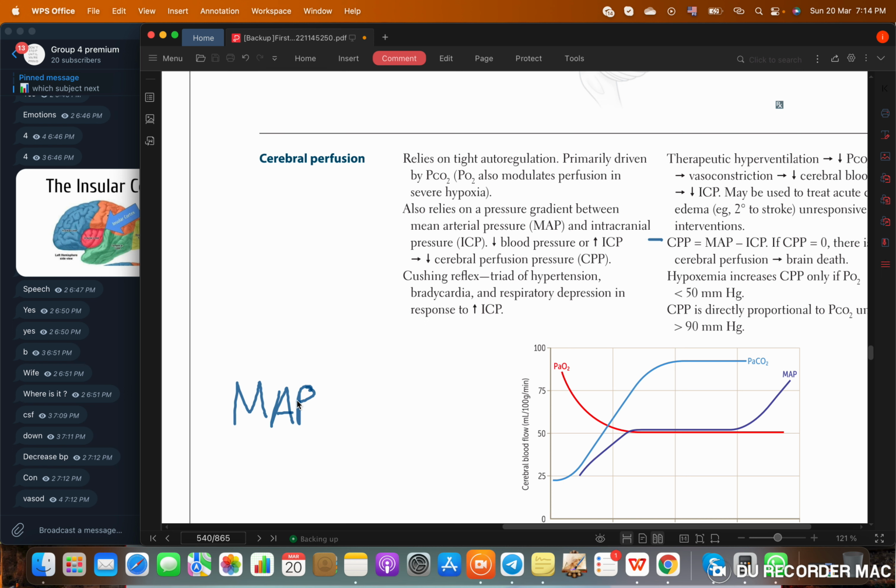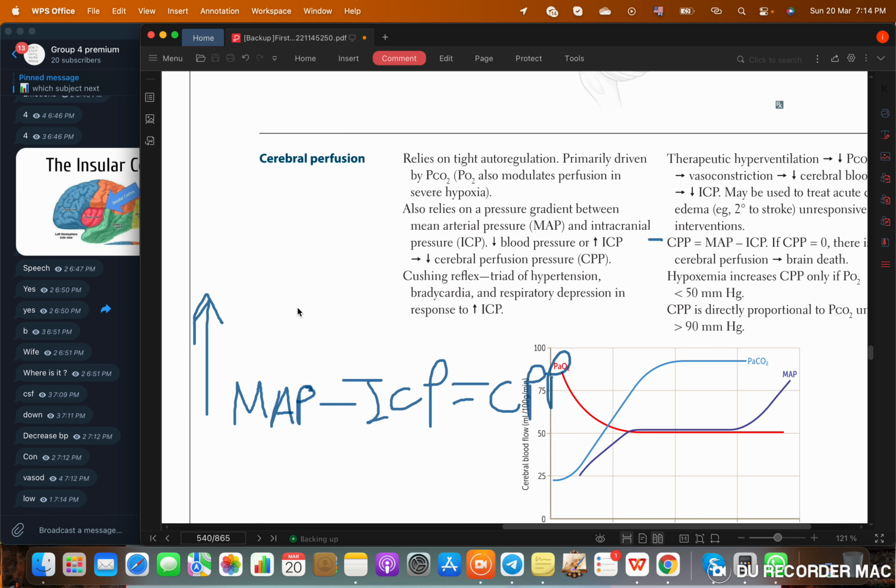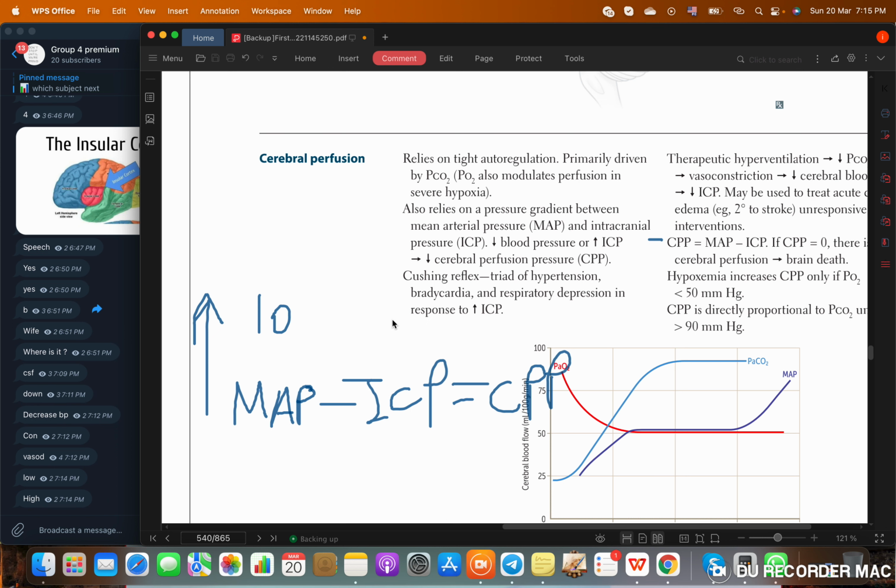There was this formula which says MAP minus ICP is equal to cerebral perfusion pressure. So if the patient has a really high blood pressure, what do you think will happen to the perfusion to his brain? He has really high blood pressure. It will be higher. Let's say it was 10 and this was 5, and now this is 1000. Obviously the number here will be higher if you increase the MAP.